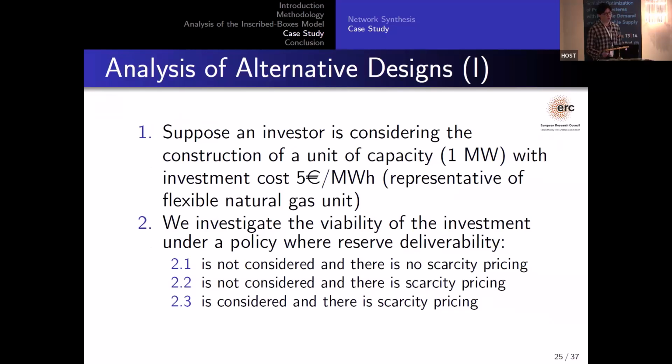So now let's suppose an investor is considering construction of a unit capacity of 1 megawatt with investment cost of €5 megawatt hours, which is representative of a flexible natural gas unit. We investigate the viability of the investment under 3 policies. The first policy is when reserve reliability and scarcity pricing is not considered. The second one is when scarcity pricing is considered but deliverability is not considered. The third one is when both deliverability and the scarcity pricing are considered.